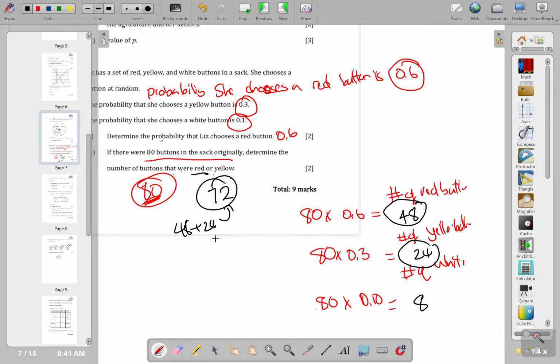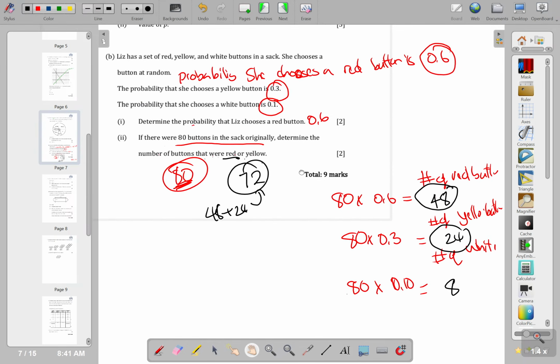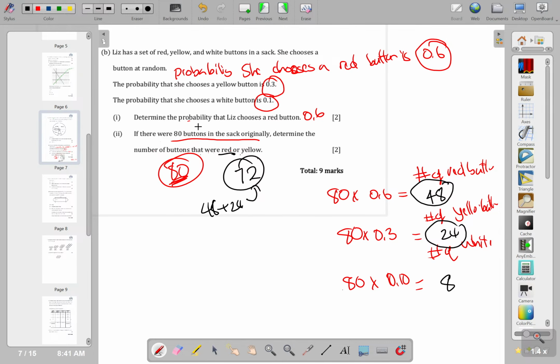So that is the gist of probability. Probability is just the chance of something happening. I hope that makes a lot of sense to everybody. So let's go over that one more time. There's 80 buttons, but when you look at probability, I need you to realize that probability and percentages are used hand in hand. So this is the chance of me getting a red button, which is also the percentage of me getting a red button.